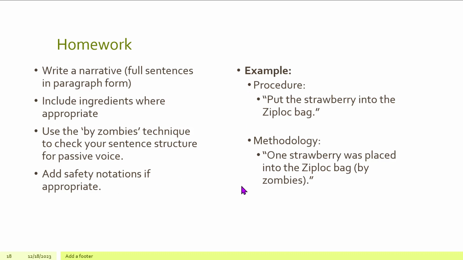So here's an example. In the procedure, it might be put the strawberry into the Ziploc bag. And then if you're writing this in the methodology, you would say one strawberry was placed into the Ziploc bag by zombies, right? Don't actually put the by zombies in there, but you can do that to make sure you're in the passive voice. You never use I or we in the methodology section of a peer-reviewed paper.